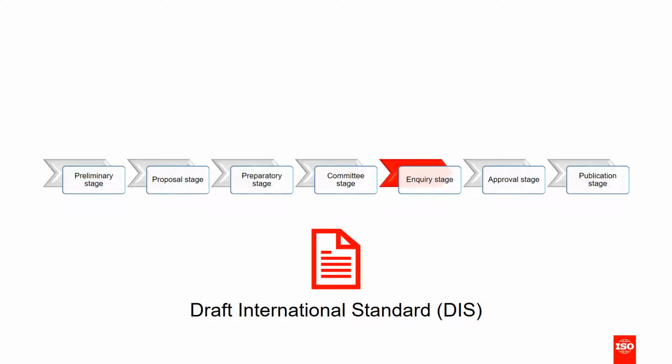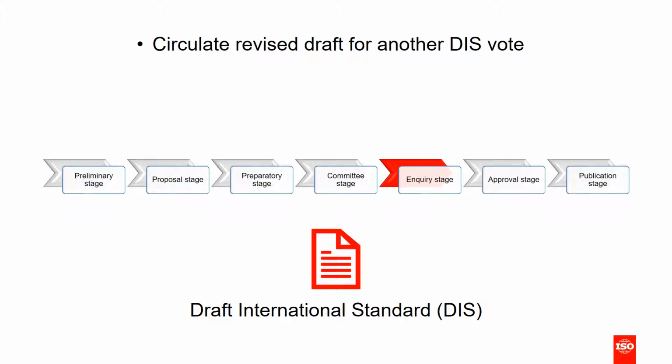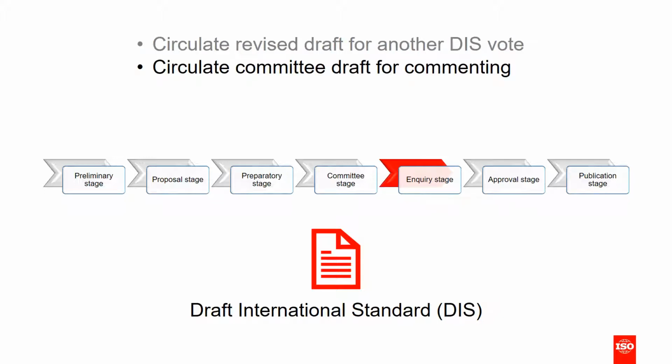Depending on the results of the ballot, the chair, in conjunction with the Secretariat and the project leader, has several options. If the draft was approved with no technical changes, then it can go straight to publication at this stage. If it was approved, but there are technical changes that need to be incorporated, then the draft progresses to the approval stage, which we will look at in just a minute. If the vote fails and the approval criteria are not met, then they can either circulate a revised draft for another DIS vote, circulate it as a committee draft for commenting, or discuss it at the next meeting.